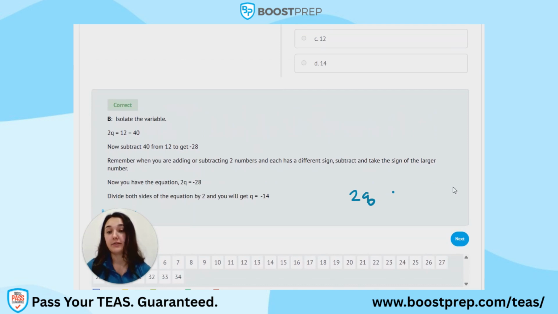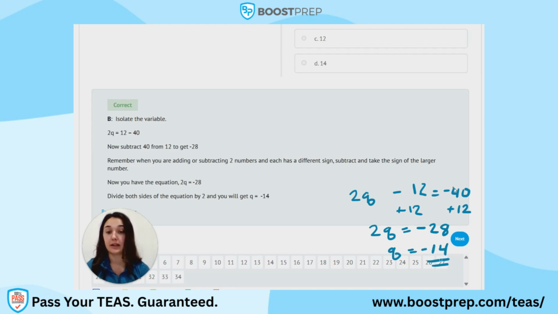So you want to isolate the variable, which is q. So you add 12 to negative 40, which gets you negative 28. And then 2q equals negative 28. You divide both sides by 2, and that gets you negative 14.